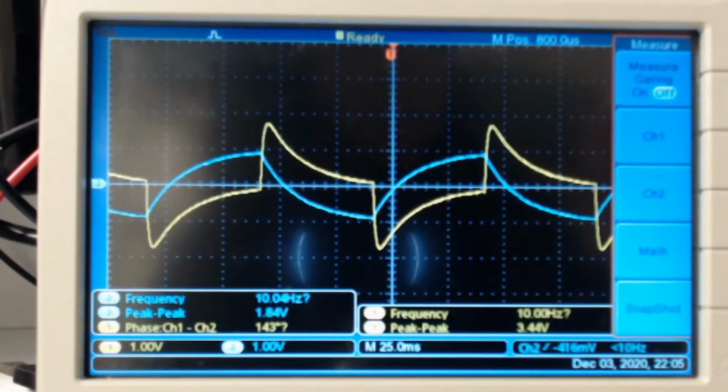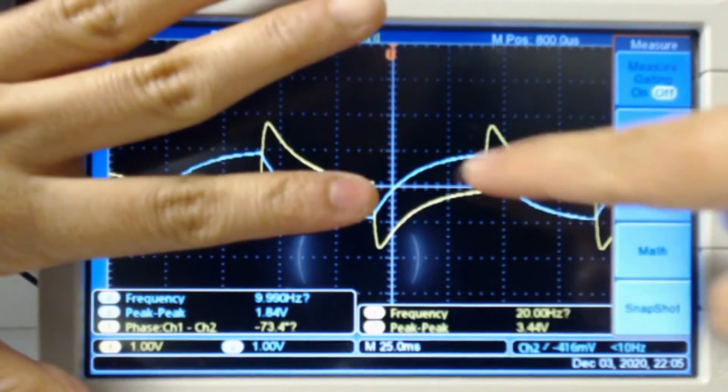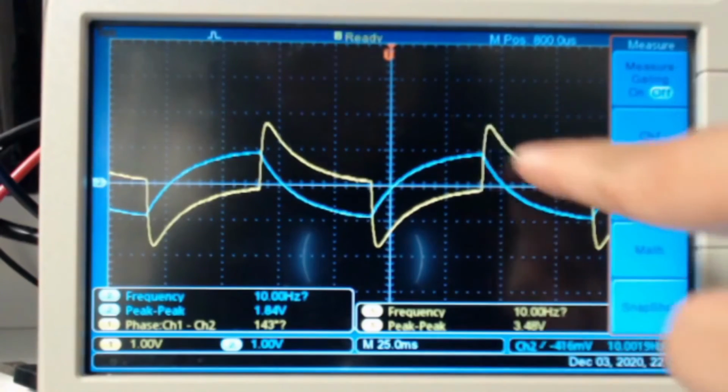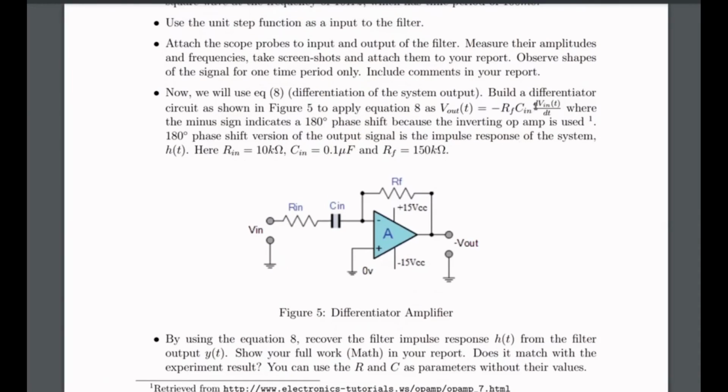The blue one is the input of the differentiator. Consider this as 0, it keeps going. We have some gain in the output of the differentiator. 3.4, this is 1.8. The reason is this formula, right? You can check RF and Cin.